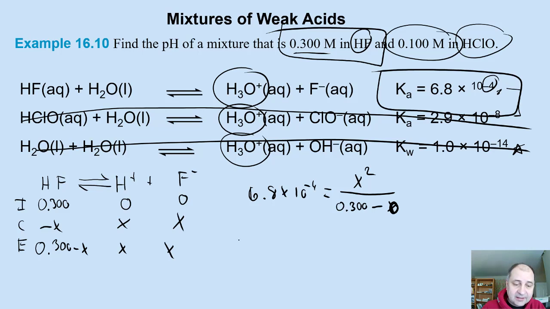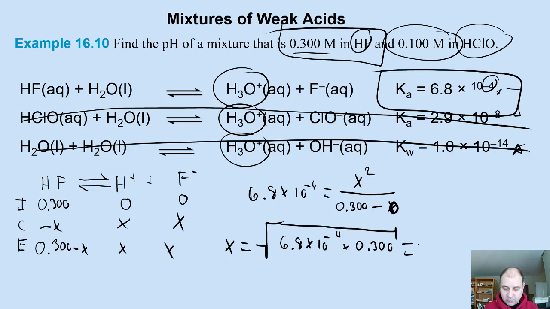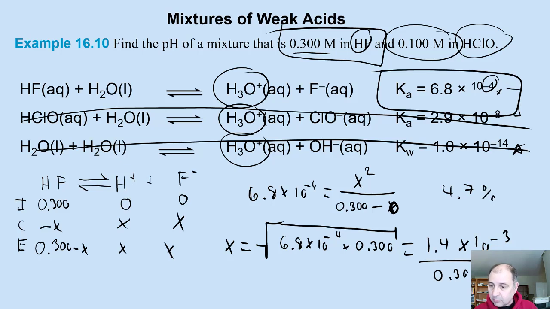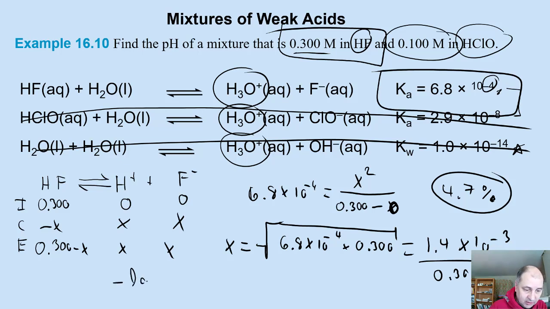And when I solve for x, x is going to be equal to the square root of 6.8 times 10 to the minus 4 times 0.300. If I put that into my calculator, I get 1.4 times 10 to the minus 3, and before I take the negative log of that, I need to check percent ionization. So this divided by 0.300 times 100 equals 4.7%, so barely, but we can make that assumption.